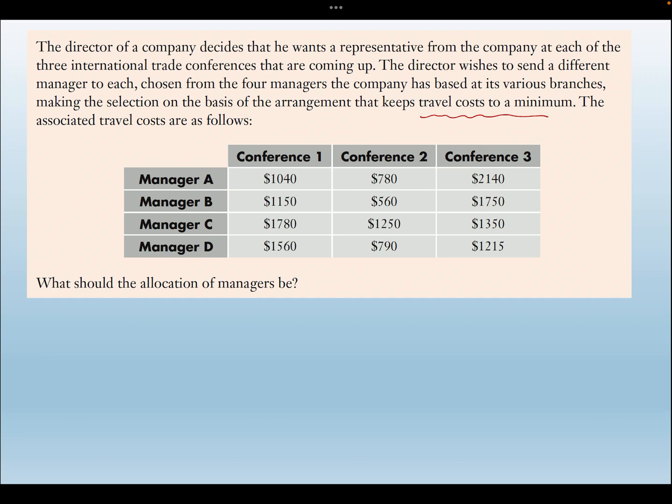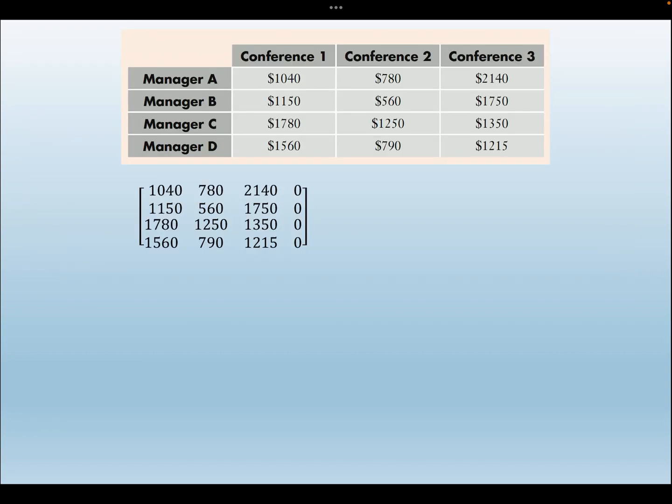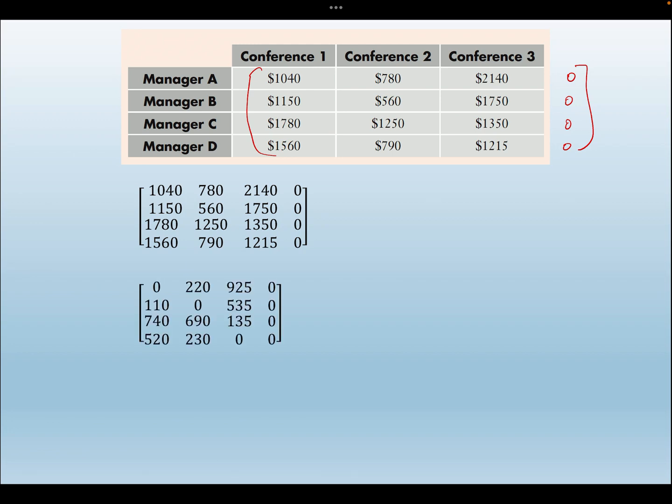So we now know we've got 4 managers and only 3 conferences. Therefore, what we need to do is put in a dummy conference. We would have a cost matrix which looks like this, with a dummy as a column. From there, you don't actually have to do the row reduction, as I said, because every single row has a 0. So let's start off by doing column reduction.